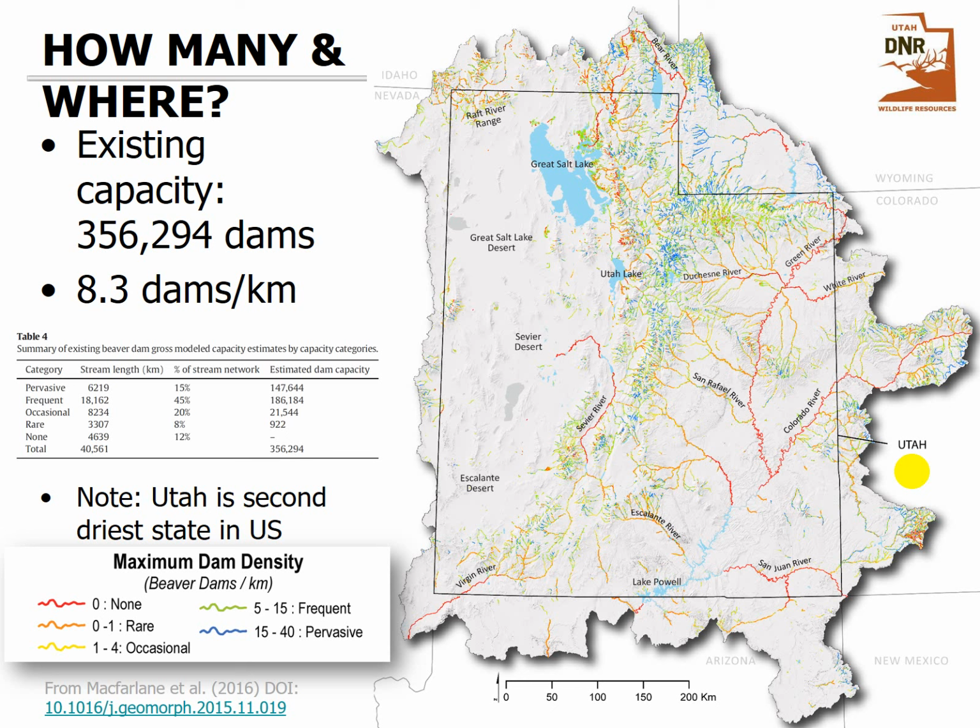Here's an example from an effort funded by the Division of Wildlife Resources for the state of Utah, where we predict on just the perennial proportion of the network, something like 350,000 dams could currently be supported at full capacity. And so that comes out to about 8.3 dams per kilometer.